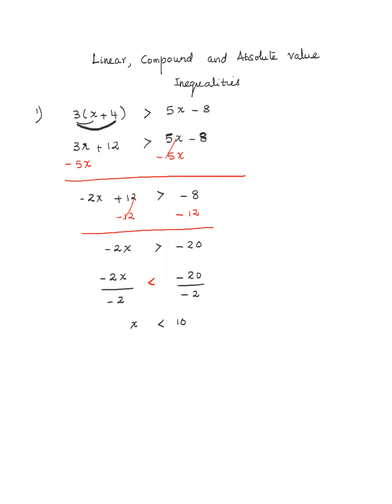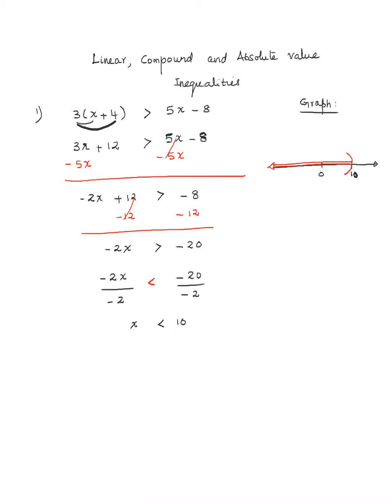So let's graph this one. I'm going to put all the notations here. So the graph is going to be, if I take 0 and 10, all the numbers which are less than 10. So 10 is not included. So we have to use the open bracket here. So this is our solution here. That is the graph notation.